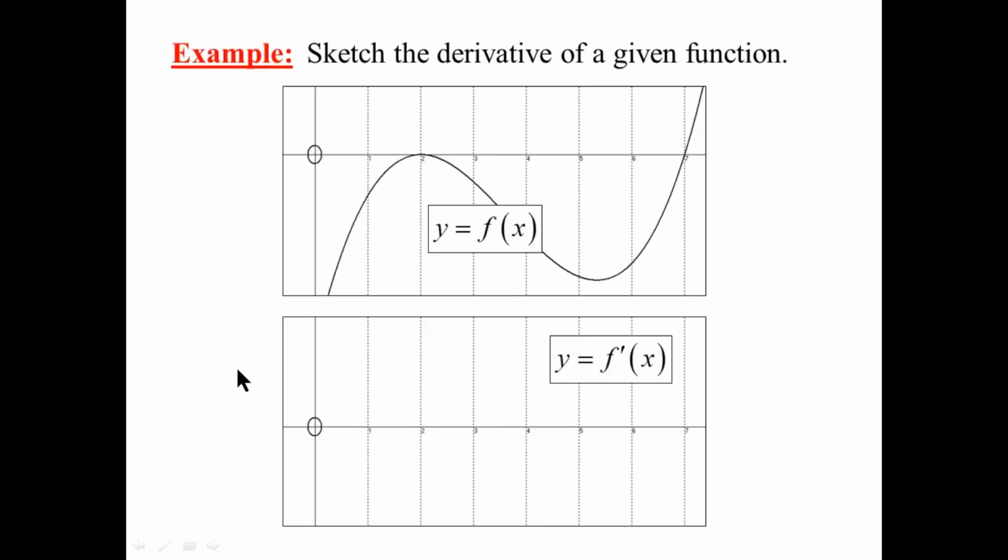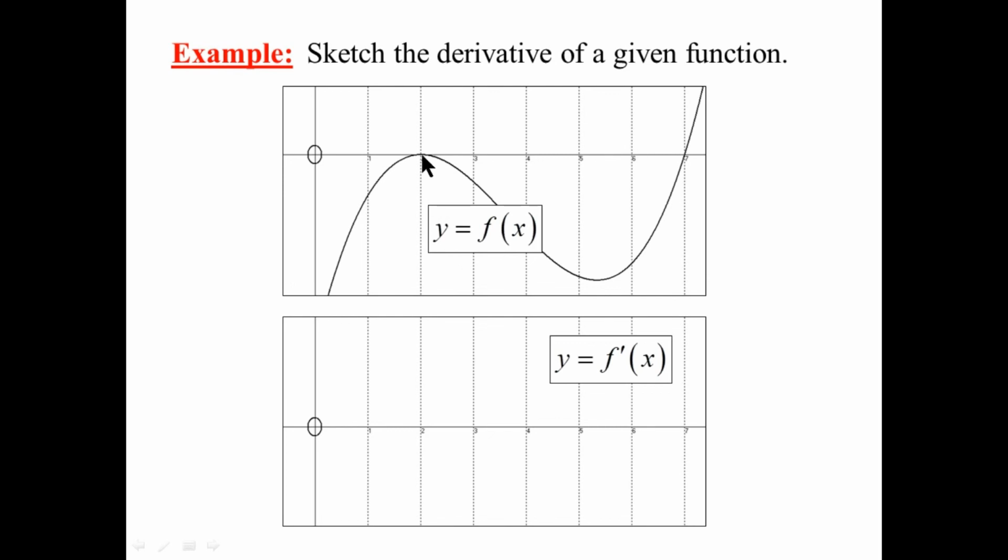And finally, given a graph of a function, here's a cubic function, y equals f of x, it's a cubic function. Sketch the derivative of this. So I've made a parallel grid here. Here's a grid where this is unit 1, 2, 3, and so is this 1, 2, 3. They're all lined up. And so on this second grid, our task is to graph the derivative of this function, this cubic.